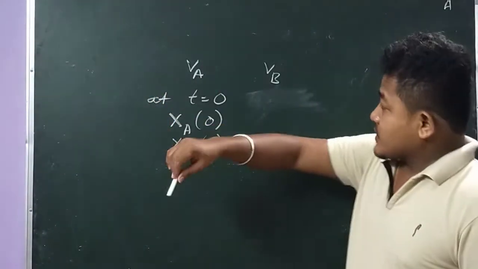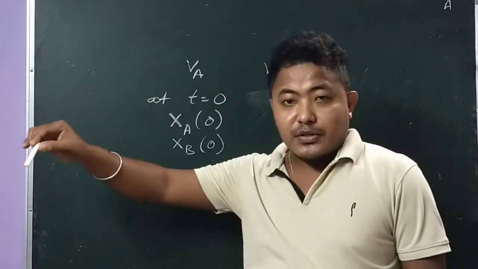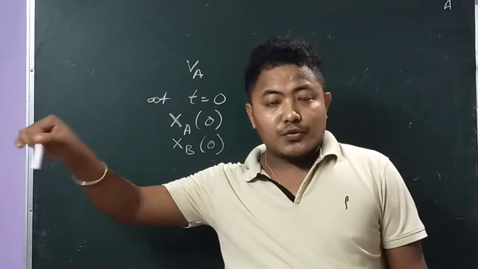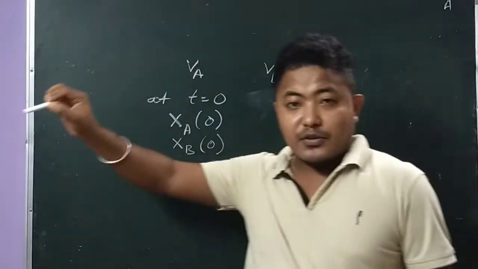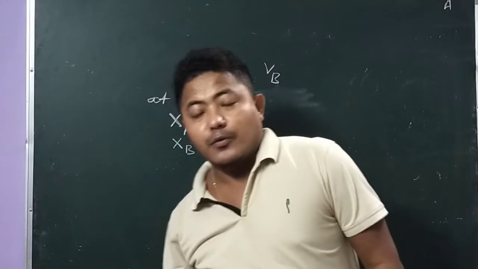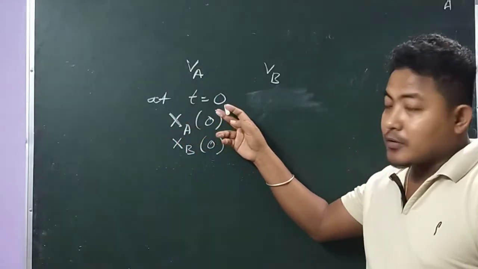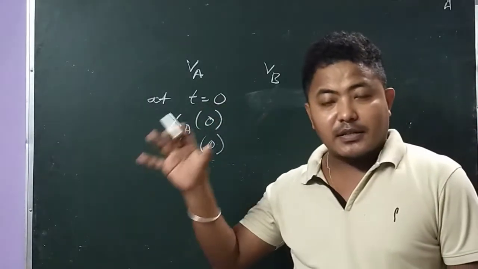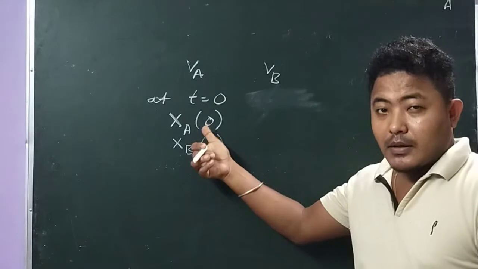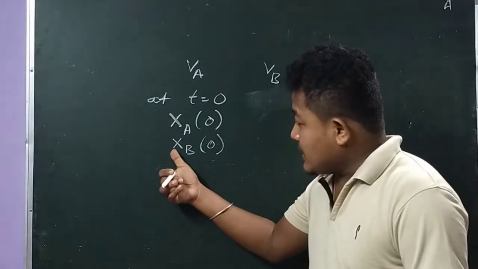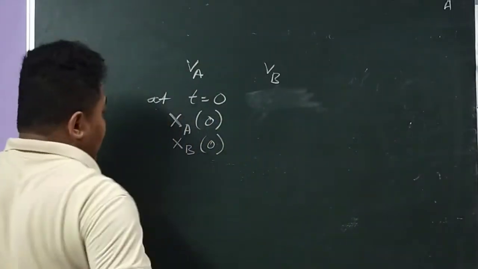So again, let us discuss these things. VA is the average velocity of a body which is moving uniformly, and VB is the average velocity of the body which is also moving uniformly. At time t equal to 0, I have considered that the position of body A is XA0 and the position of body B is XB0. Clear? Now we can write.